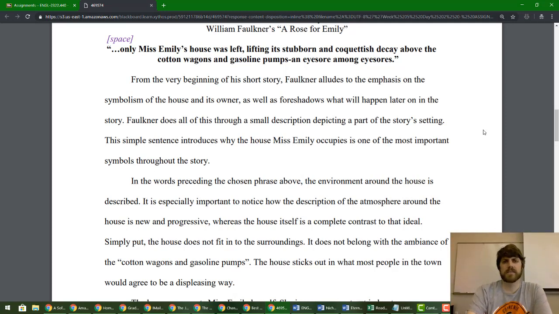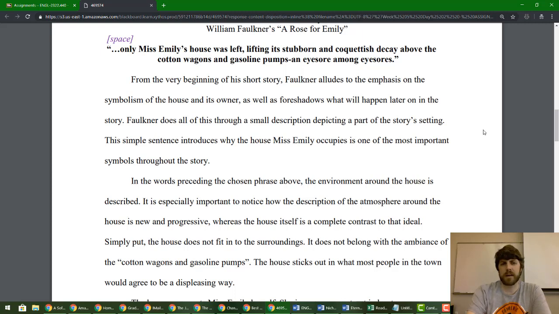So it starts out, "From the very beginning of his short story, Faulkner lays the emphasis on the symbolism of the house and its owner, as well as foreshadows what will happen later on in the story. Faulkner does all of this through a small description depicting a part of the story's setting. This simple sentence introduces why the house Miss Emily occupies is one of the most important symbols throughout the story."